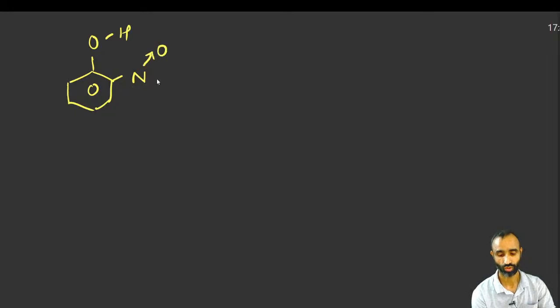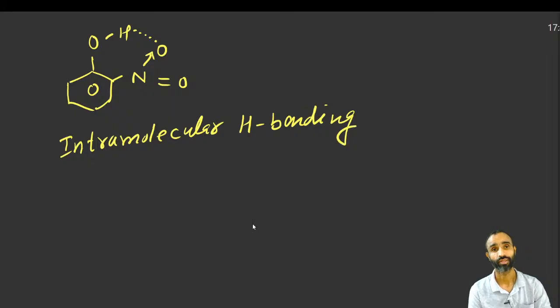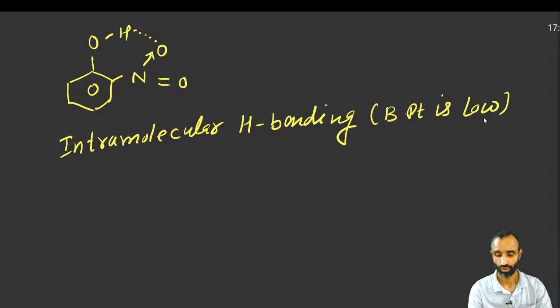Orthonitrophenol is not associated; there is intramolecular hydrogen bonding, and because of intramolecular hydrogen bonding, its intermolecular association is very less. So its boiling point is low, and at the same time it is steam volatile.